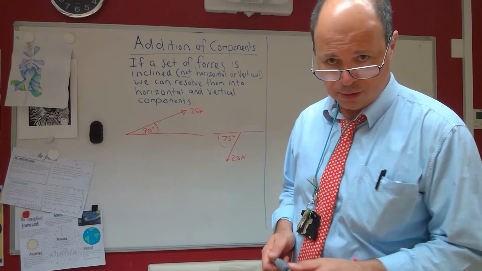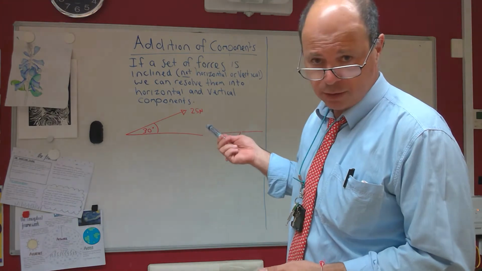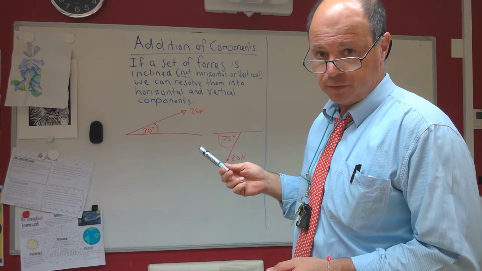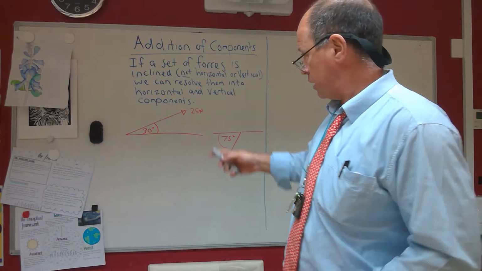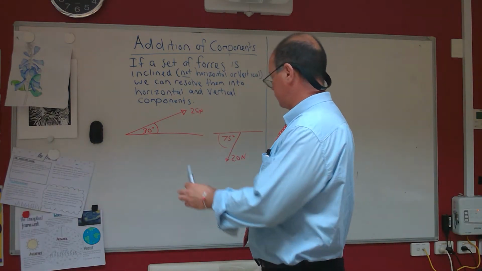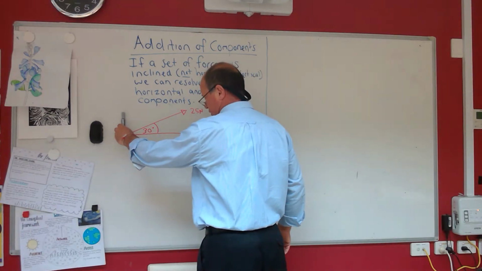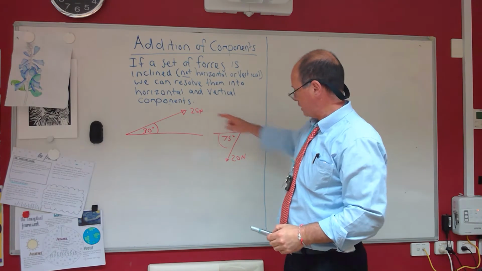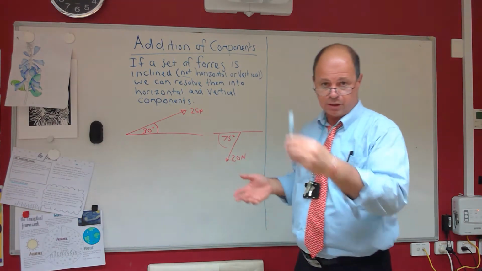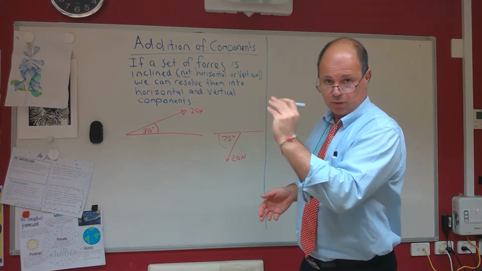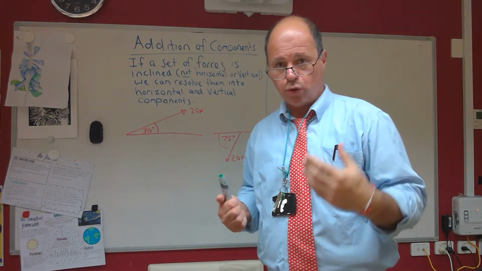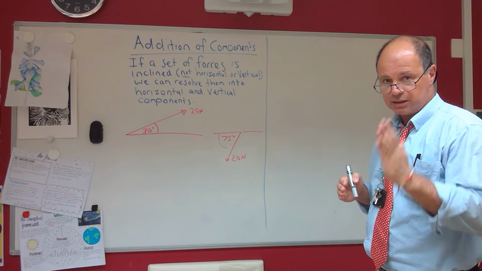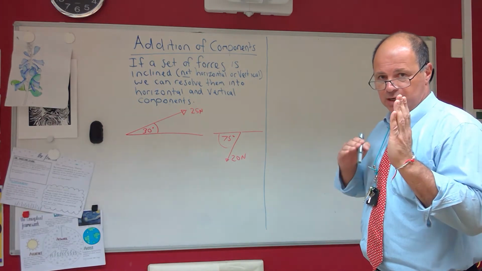This lesson is on addition of components. This is a skill that you'll need to use quite often when you have to take an inclined force. An inclined force is one that's not vertical or horizontal. These are inclined forces because they're not at 90 degrees or horizontal, 180. What you need to do with these forces is resolve them into their components, so the parts that are vertical and the parts that are horizontal.